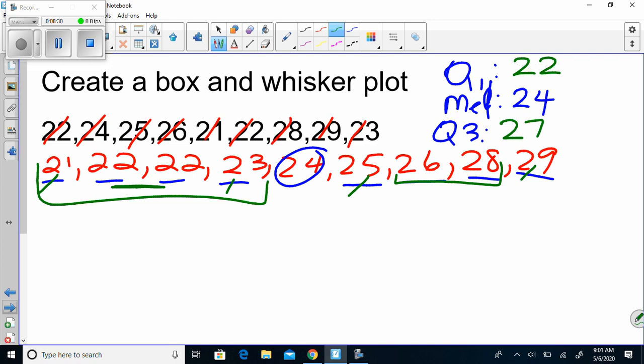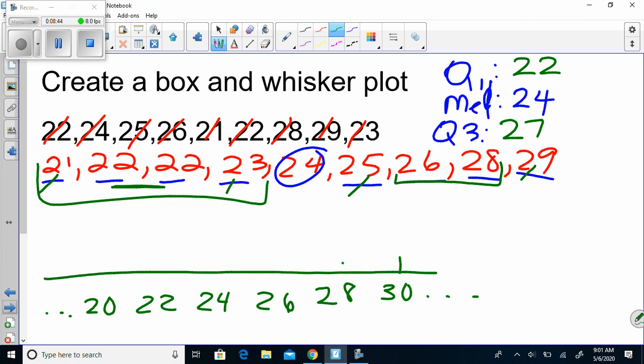So again, I'm just going to go by 2s. I'm going to start at 20, 22, 24, 26, 28, 30. And here is my number line. Okay, now I draw my box and whisker plot. So my first box here is at 22. Then here at 24 is my median. 27 is the other part of my box, or my Q3.